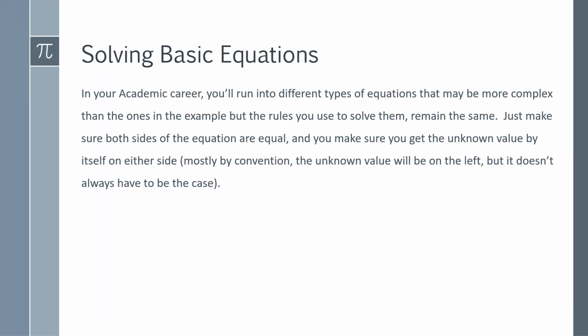In your academic career, you'll run into different types of equations that may be more complex than the ones in the previous examples, but the rules you use to solve them still remain the same. Just make sure both sides of the equation are equal, and make sure you get the unknown value by itself on either side. Mostly by convention, the unknown value will be on the left, but it doesn't always have to be the case.